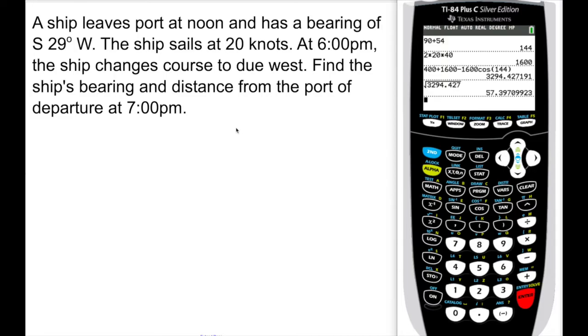All right, here we are at the next problem. Hopefully that one made sense. A ship leaves port at noon, having a bearing of south 29 west. The ship sails at 20 knots, which we now know is nautical miles per hour. At 6 p.m., the ship changes course to due west. Find the ship's bearing and distance. Again, let's just focus on the distance for now. From the port of departure at 7 p.m. So similar problem.